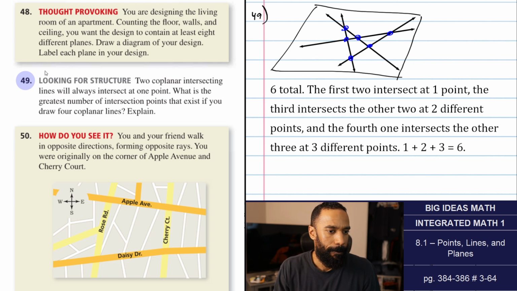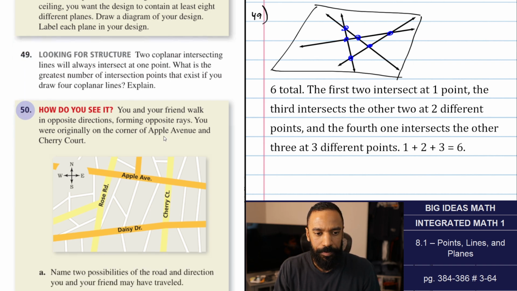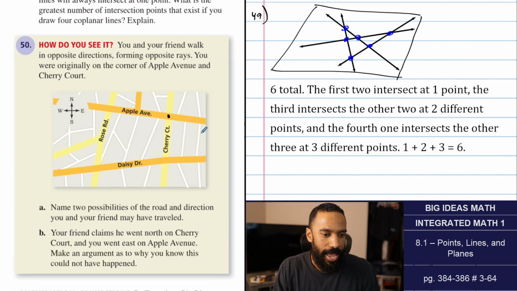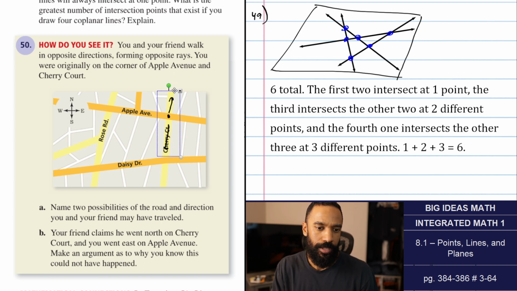Okay, number 50. How do you see it? You and your friend walk in opposite directions, forming opposite rays. That's what I always think when I do that. You were originally on the corner of Apple Avenue and Cherry Court. So we were originally right here. Part A, name 2 possibilities of the road and direction you and your friend may have traveled. To go opposite rays, we could have gone in opposite directions of Cherry Court or opposite directions of Apple Avenue. Boom, like that.